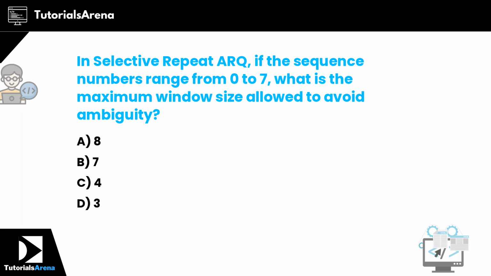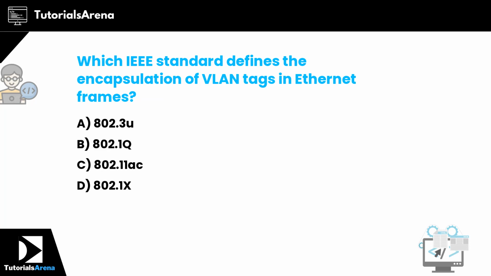In selective repeat ARQ, if the sequence numbers range from 0 to 7, what is the maximum window size allowed to avoid ambiguity? The correct answer is option C, 4. Which IEEE standard defines the encapsulation of VLAN tags in Ethernet frames? The correct answer is option B, 802.1Q.